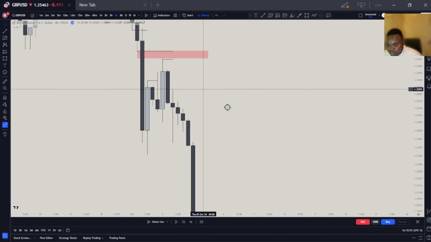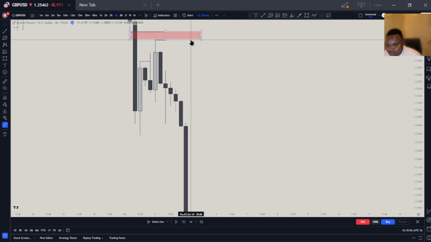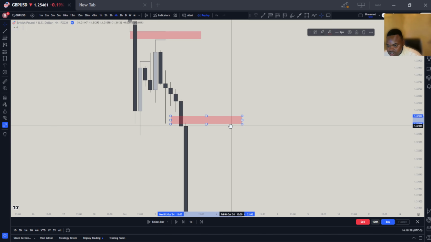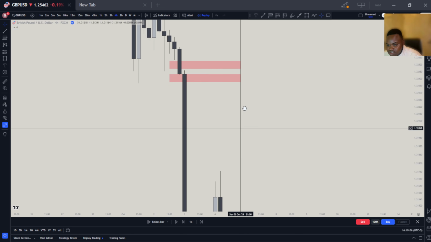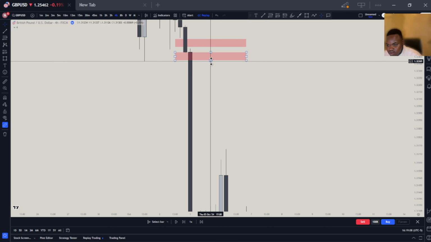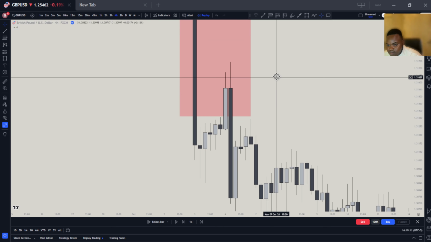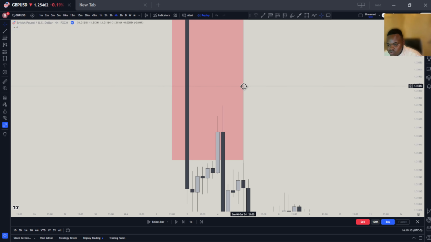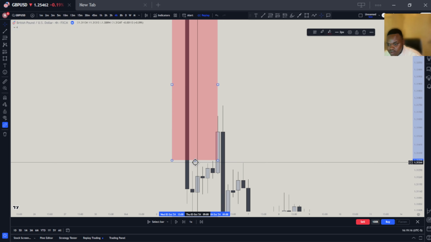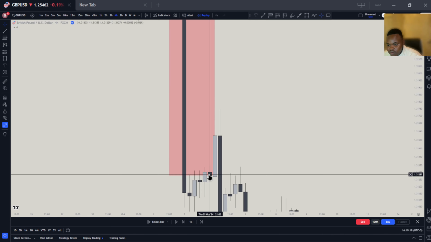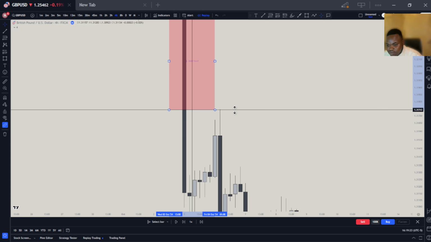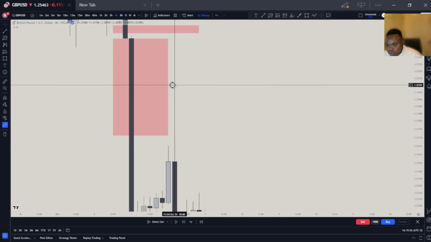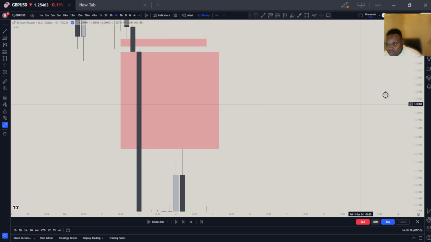As you can see here again, another 3 candlestick formation. Our inefficiency is right here. As you can see, this is a major inefficiency right here. This was the candle 3. Then what happened? Price started moving up to correct this move, but didn't fill the imbalance completely. So we still have inefficiency that has to be filled right here.